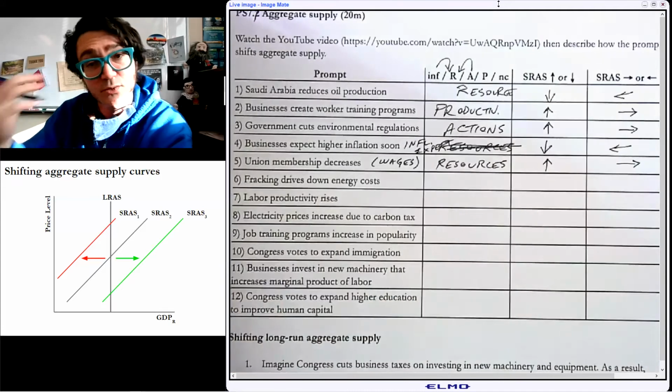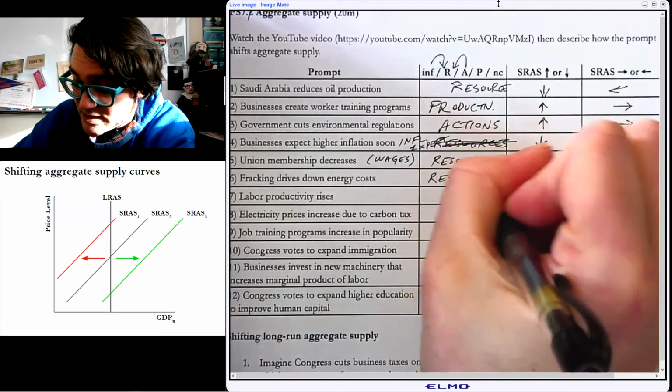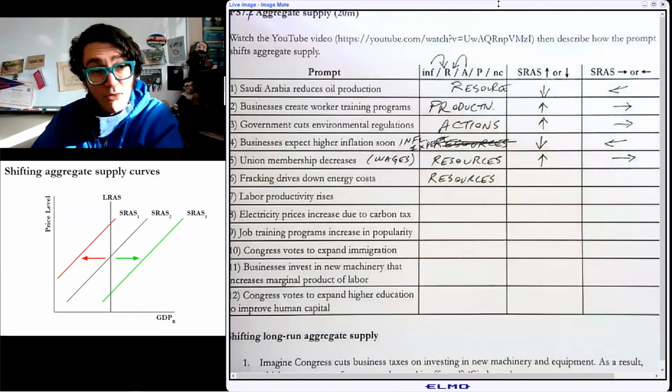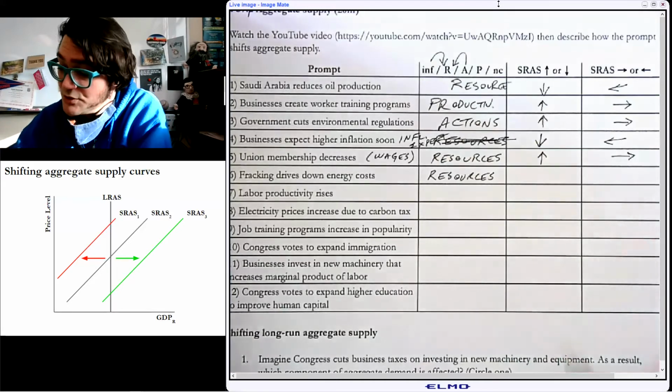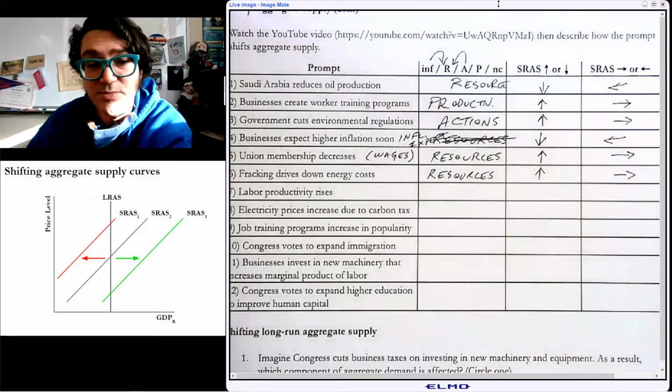Fracking drives down energy costs. Again, this is one where it's the resource, right? Because it's talking about the input of energy prices. And if energy prices are lower, then it's cheaper to produce, so you can produce more. So it's less costly to produce. We see an increase in aggregate supply.